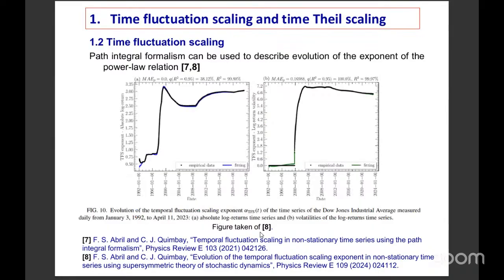The next is an example of the evolution in time of the exponent of the power law relation. For this case, the Dow Jones Industrial Average measure.